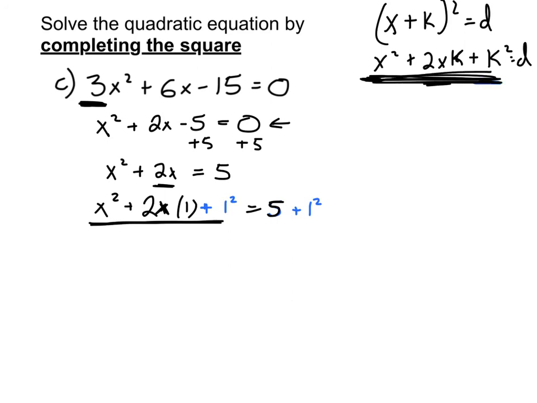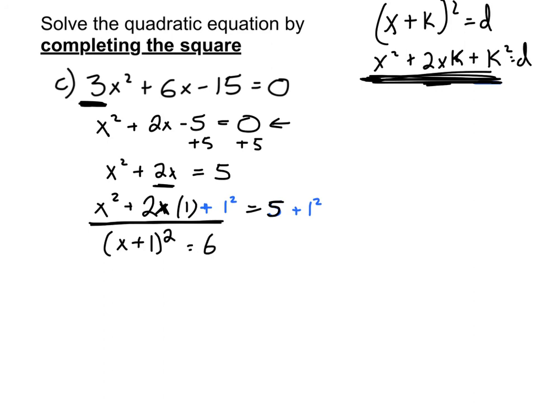So I'm going to now be able to write this as a complete square. x plus k squared, k now is 1. So x plus 1, and then squared, equals 5 plus 1 squared. 1 squared is just 1, so 5 plus 1 is 6.